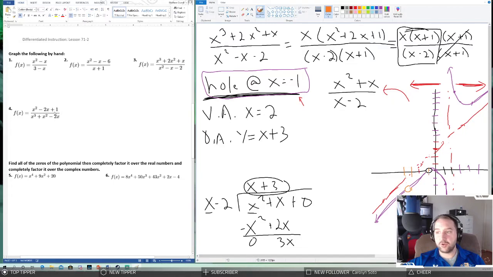Now, as a trick question, I threw it out there for number 4. That is not an oblique or slant asymptote, right? That's going to have a horizontal asymptote at y equals 0 because the denominator is larger than the top.